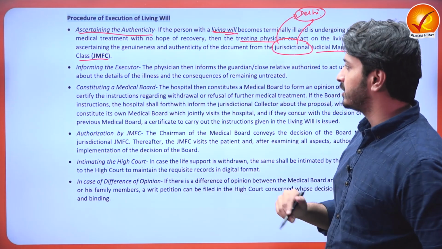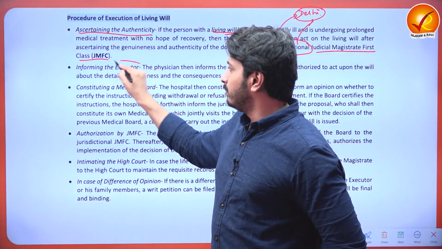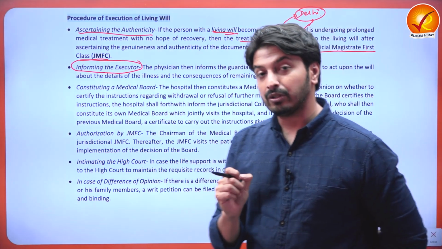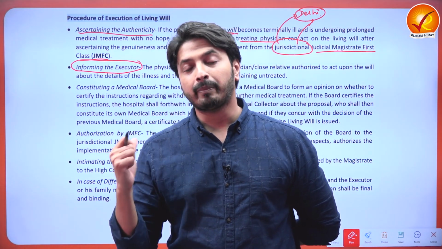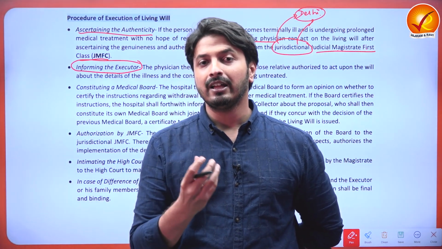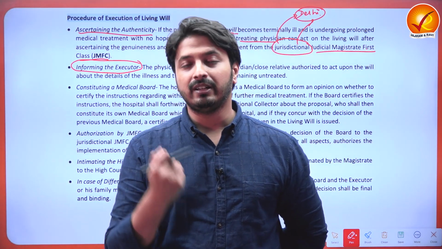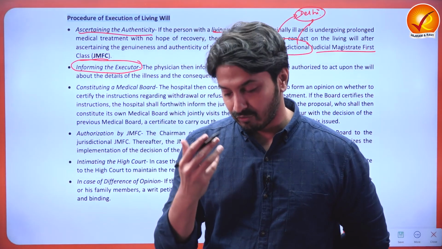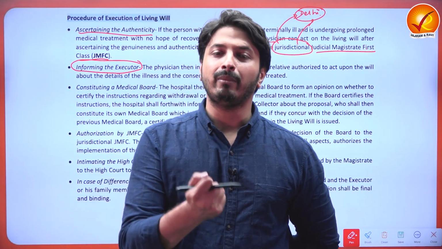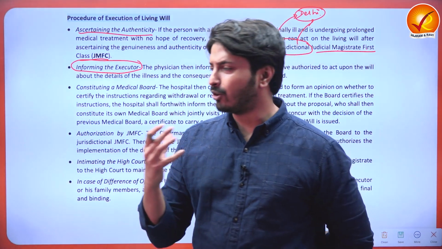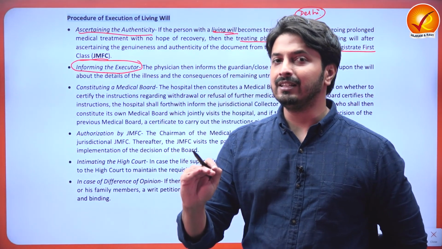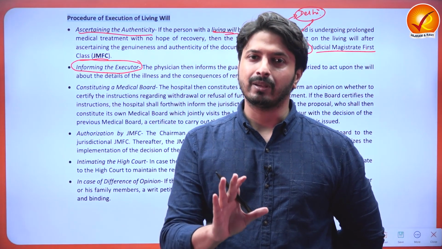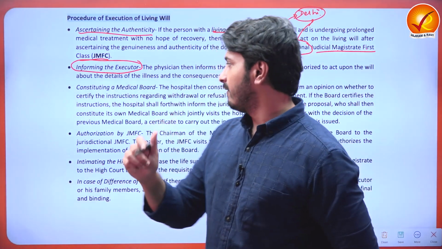That is why it is jurisdictional. Secondly, the medical practitioner or the physician will inform the executors. Who are those executors? These are the same executors who were named in the living will as the close family members. So it is quite logical that the doctors or medical professionals have to inform the close family members about the living will and about the medical condition, that this particular individual will be able to live only with proper life support, like for example food tubes or ventilators.